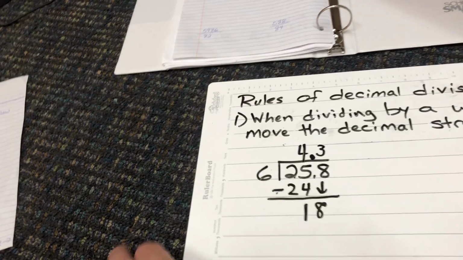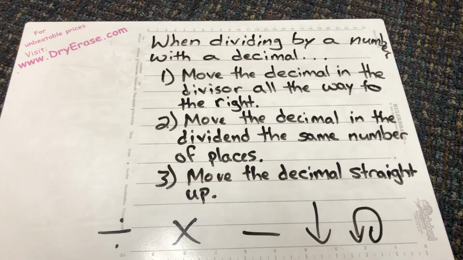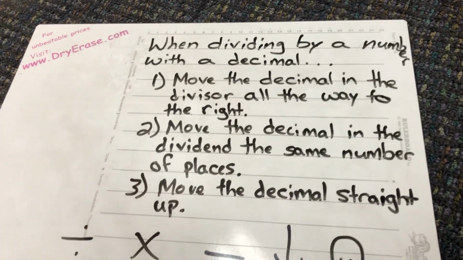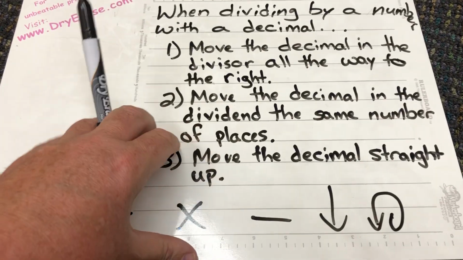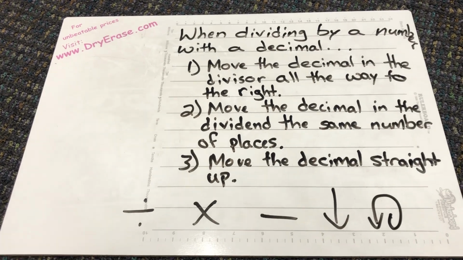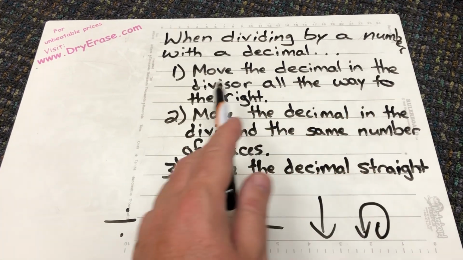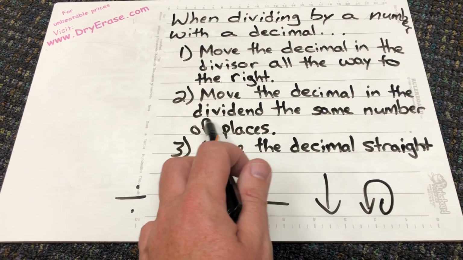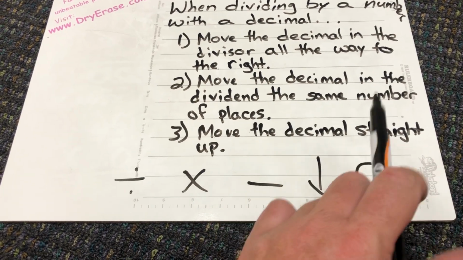Now, the next part of this is this next set. Once again, I want you to screenshot it, write it down, pause the video, do whatever you need to do to get those rules written down. When dividing by a number with a decimal, because sometimes you are dividing by numbers that already have a decimal in them. It's not like that first example we did where there was a whole number. When dividing by a number with a decimal, step 1, move the decimal in the divisor all the way to the right. Step 2, move the decimal in the dividend the same number of places. Step 3, move the decimal straight up.